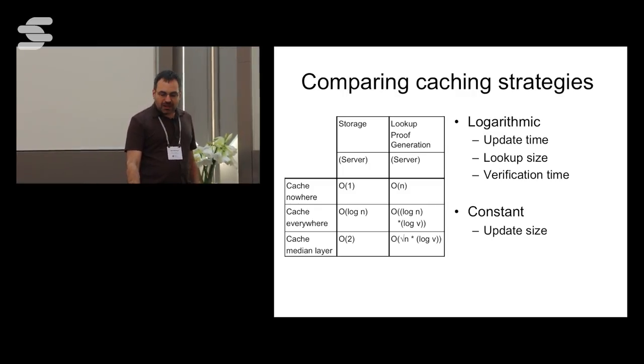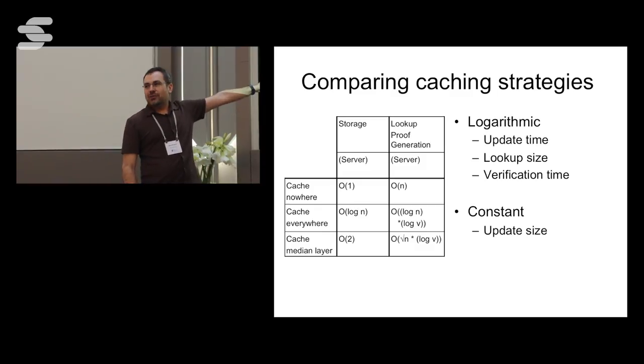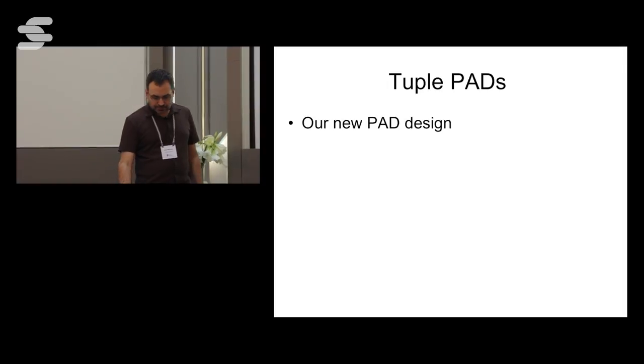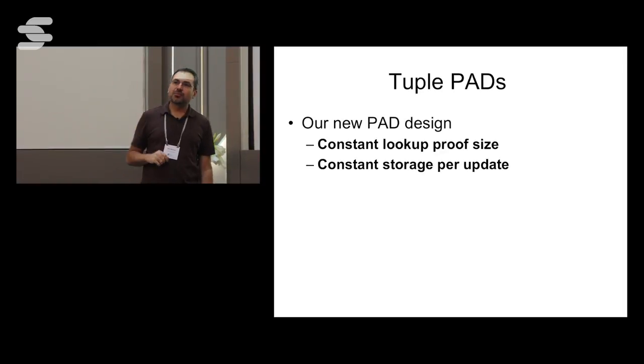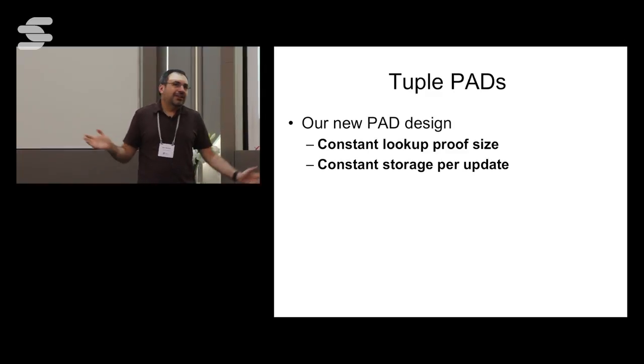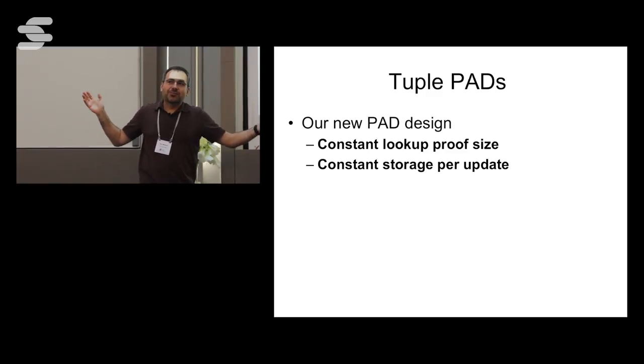All right. But maybe I can do better than this. Maybe I can really rock the house. What would that look like? So I'll tell you about a design we came up with that we called tuple pads. Functional programming people love tuples. That's when I just return a pair of things, or return three things. I just return a small list of things, and we call that a tuple. So our design has constant lookup proof size, constant storage size. It's all constant. So it's awesome, right?